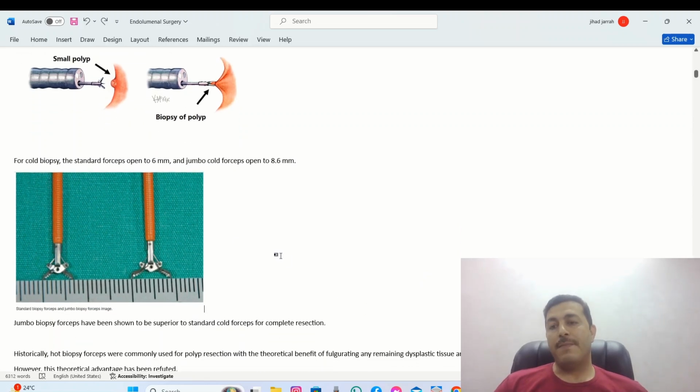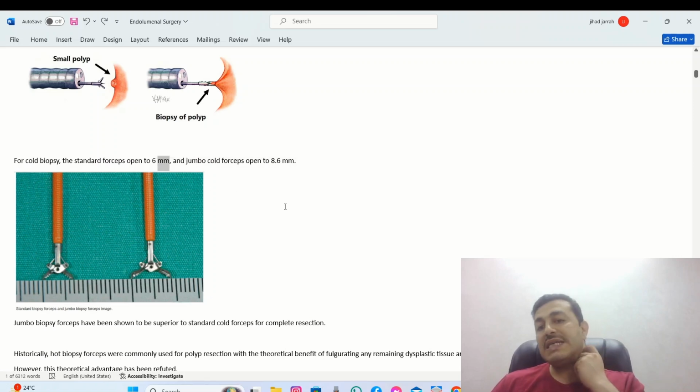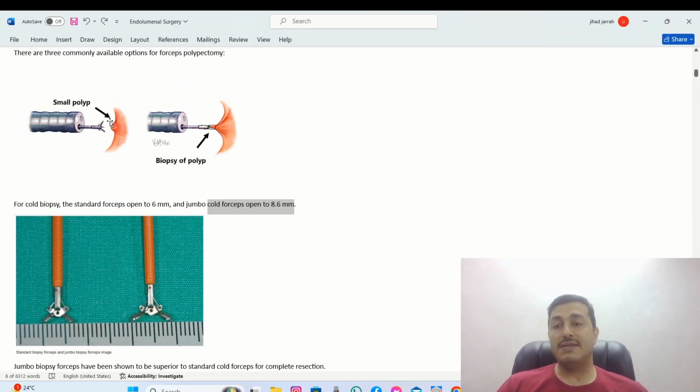Actually, the cold standard, this is it. This is the jumbo, bigger mouth. Actually, the cold forceps opens up to 6 millimeter, whereas jumbo cold forceps open to 8.6 millimeter. It's proven that the jumbo forceps is better for removing, for example, as you see here, polyp.